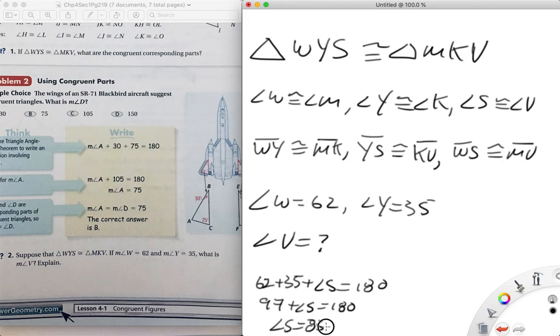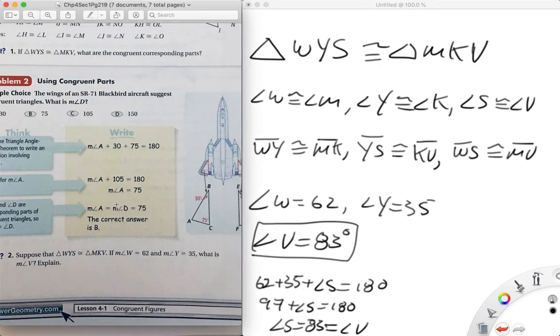And I know that angle S is congruent, or equal, to angle V. So since I know that S and V are corresponding and they're congruent, I know that angle V will also equal 83 degrees, or the measure of angle V is 83. Okay.